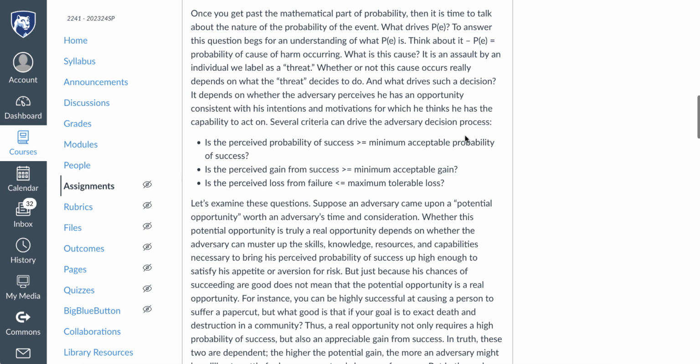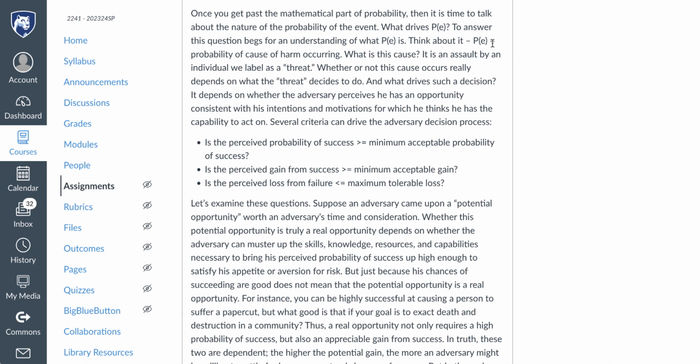Once you get past the mathematical part of probability, then it is time to talk about the nature of the probability of the event. What is it that drives the probability of an event? To answer this question begs for an understanding of what the probability of an event is.